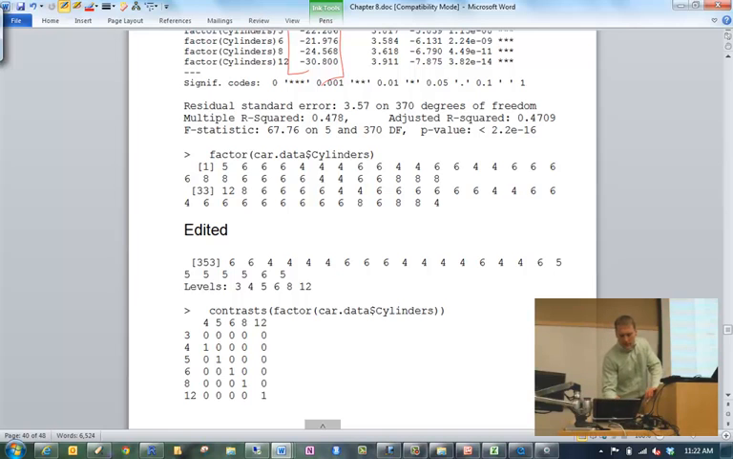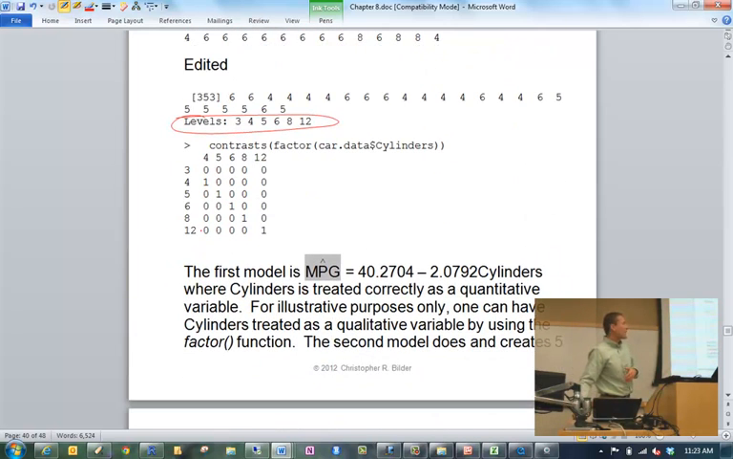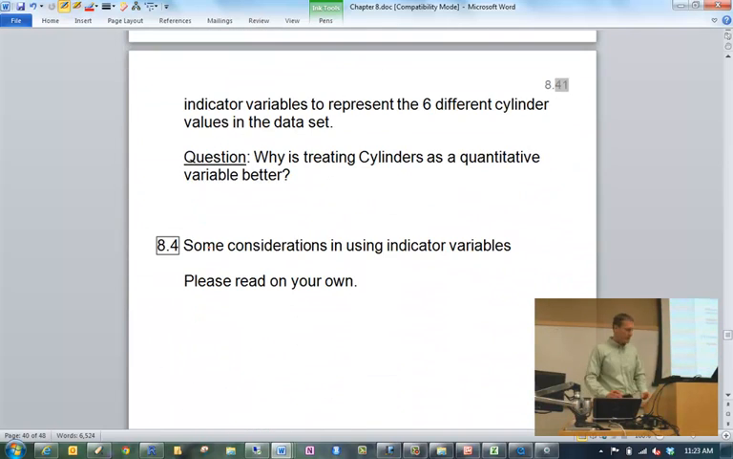Just to show you, what does this factor function do? I actually applied factor outside of the LM function to the cylinders variable, and you just see a listing of our data, but this is the key part right here, levels. R is going to transform this to a qualitative variable, and it lists all the unique levels out, 3 through 12. As we saw before, one could use the contrast function to see how R will actually code this in terms of indicator variables. Okay, and that concludes that section.